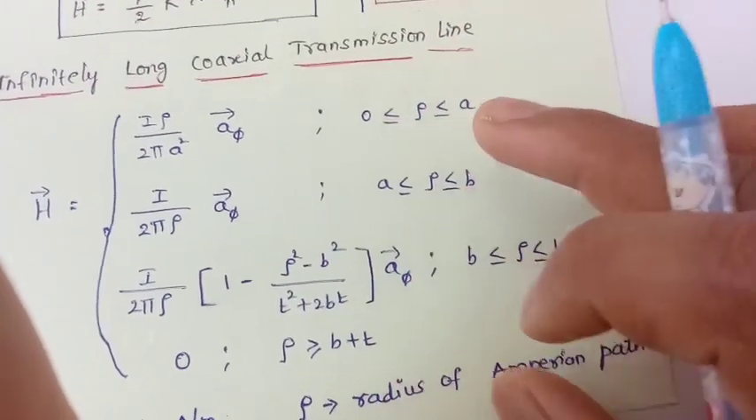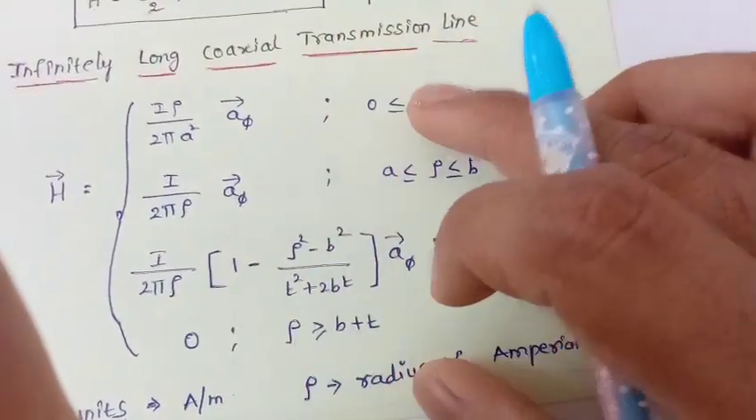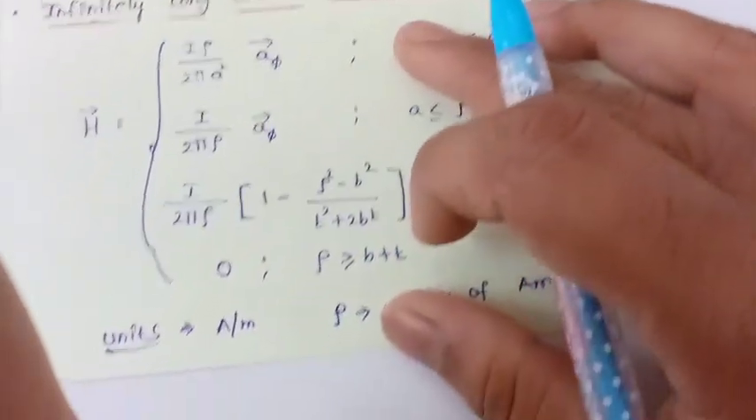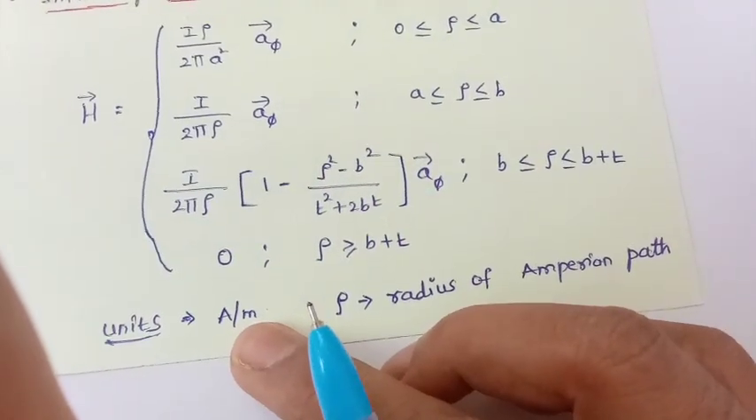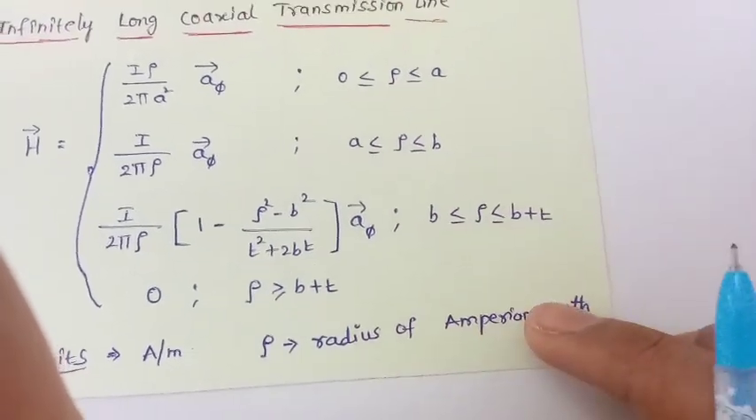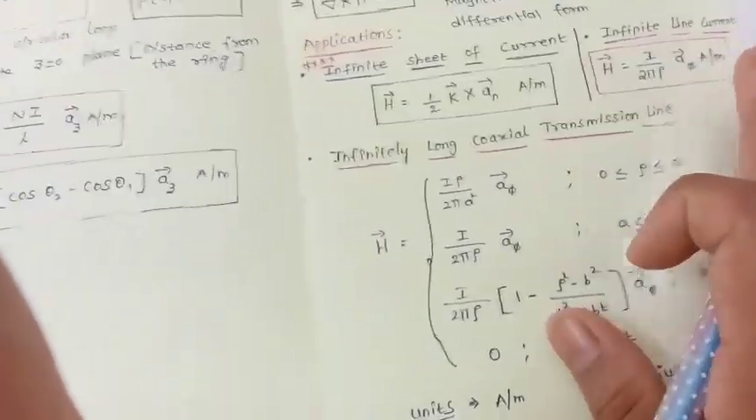Okay, we have 4 regions: region 1, region 2, region 3 and region 4. For 4 different regions we have 4 different magnetic field intensities. The unit of magnetic field intensity is ampere per meter, where rho is the radius of your Amperian path. Observe how many applications: 1, 2, 3. We have 3 more applications.